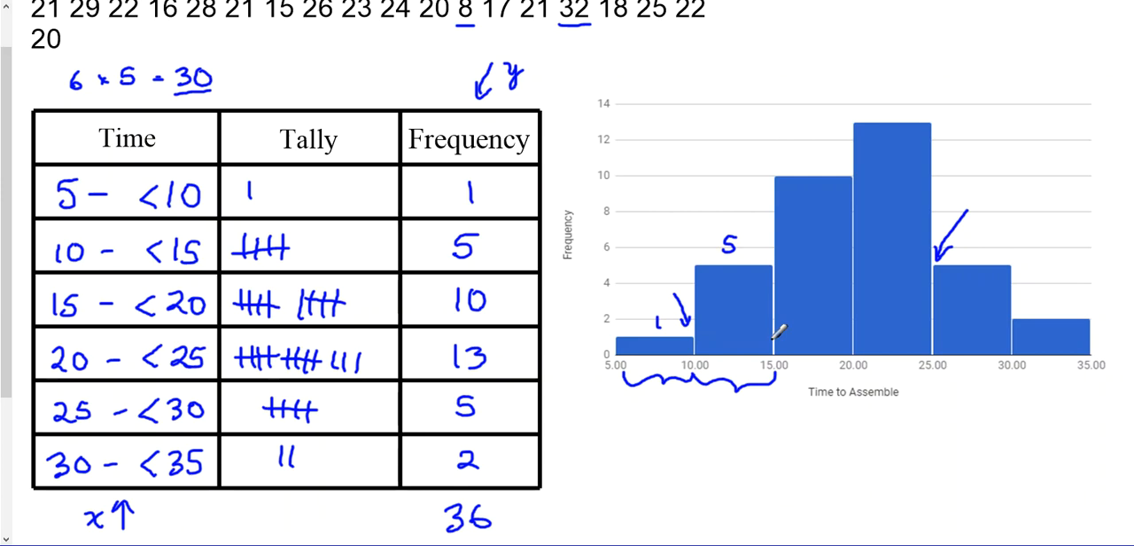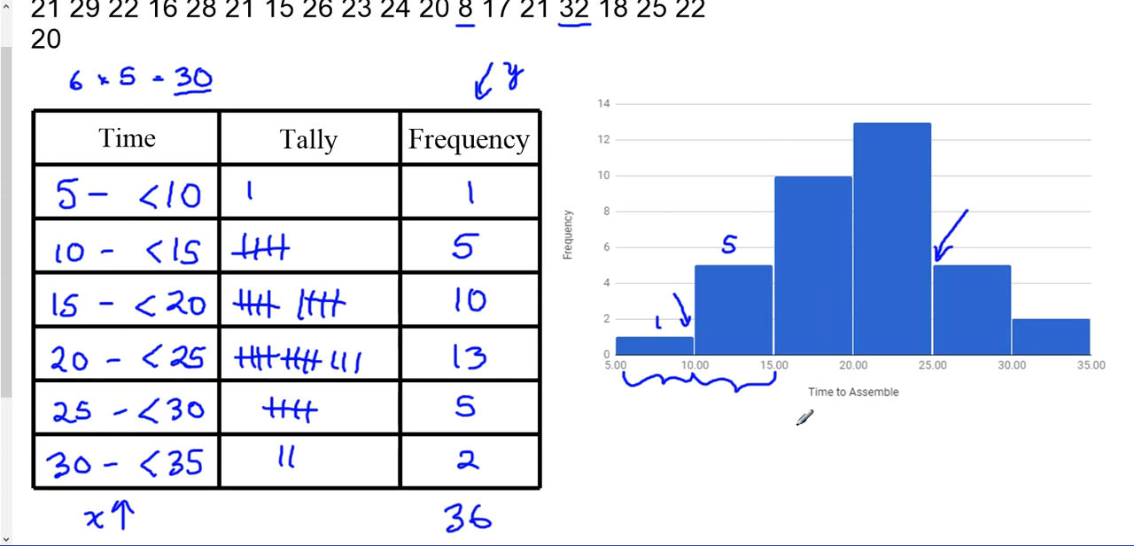Now, if on yours you do have some space in between the bars, that's okay as long as you've made the histogram correctly and the frequency table correctly.